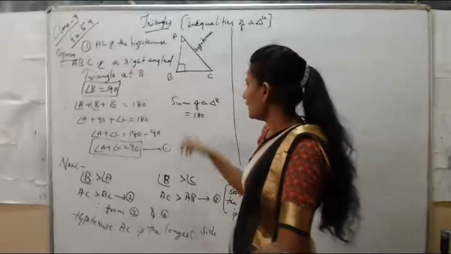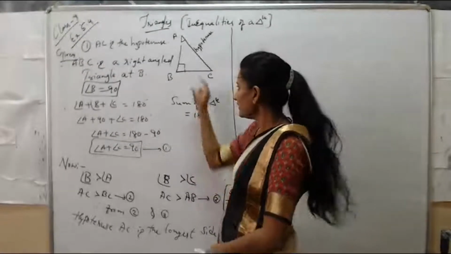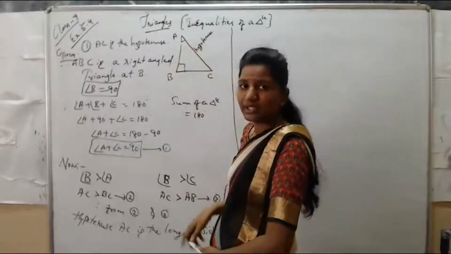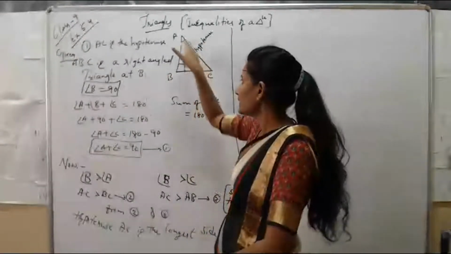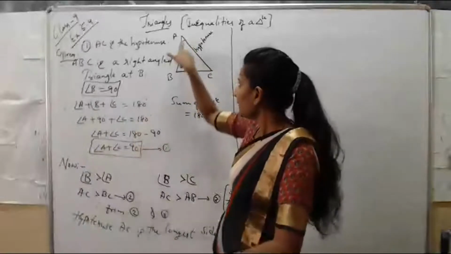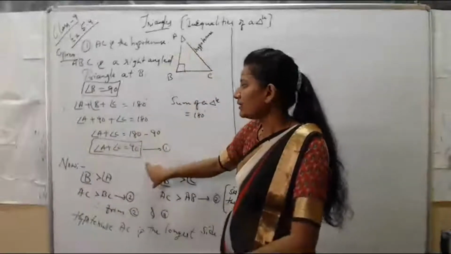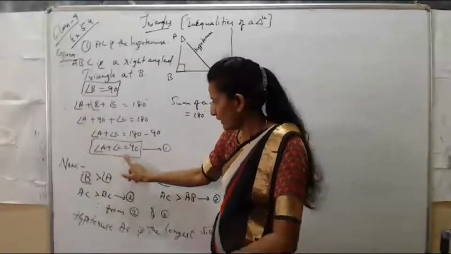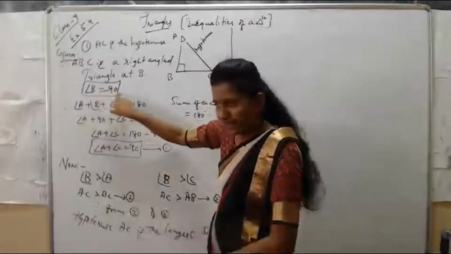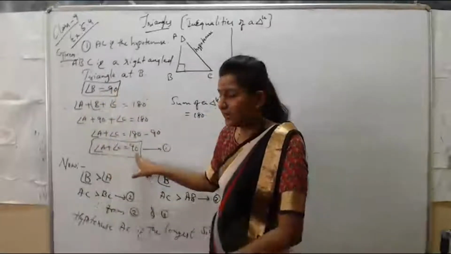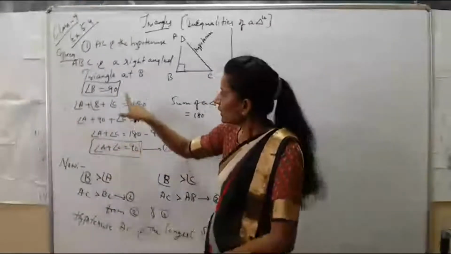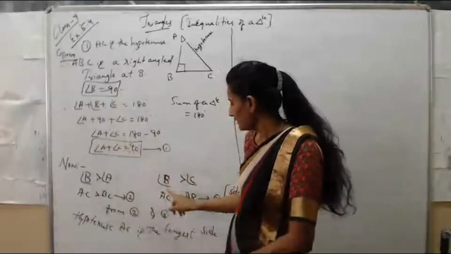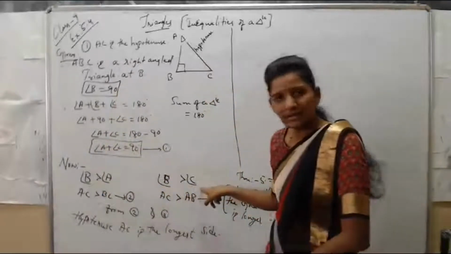Now we know that the sum of the angles of a triangle is 180. If this is 90, 180 minus 90 is 90. Therefore, A plus C is equal to 90 degrees. Now, by this we can tell B is 90, A plus C is 90, means two angles' sum is 90. Here only one angle is 90. Therefore, B is greater than A, B is greater than C.